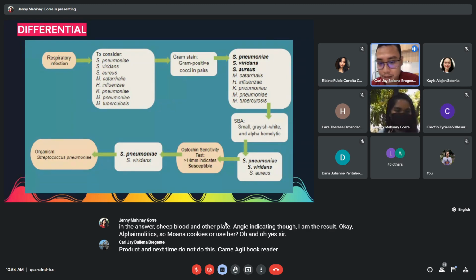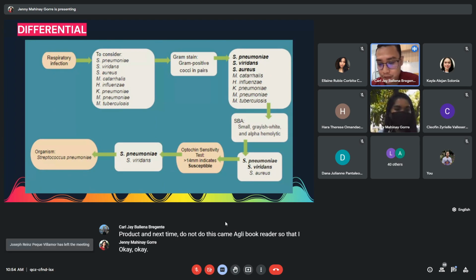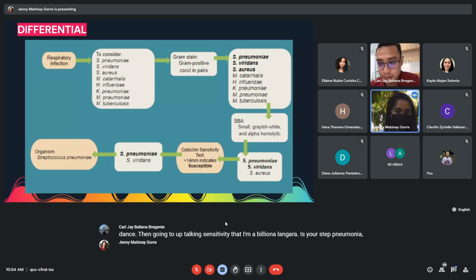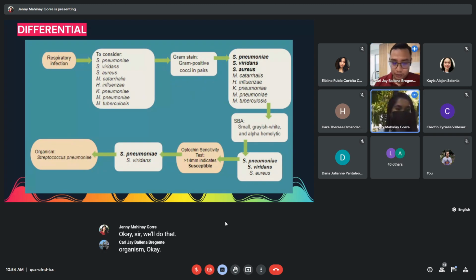Okay. So what should remain there is your Strep pneumoniae and Strep viridans. Then going to optochin sensitivity, what should remain there is only your Strep pneumoniae. There is no last organism left. Okay, sir. We'll do that next.